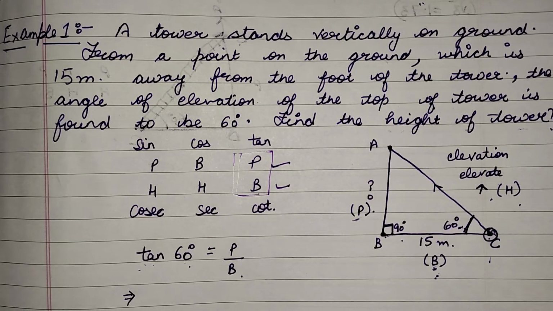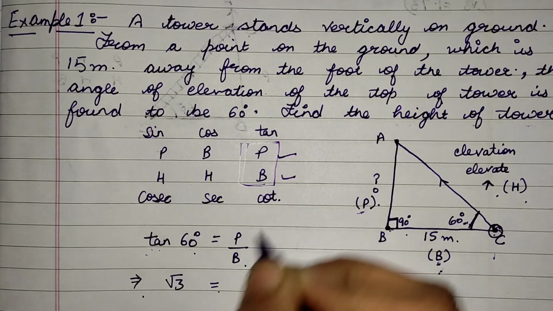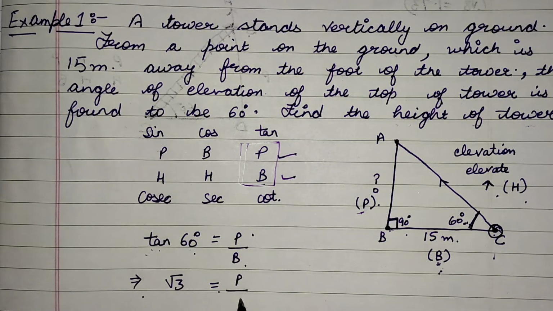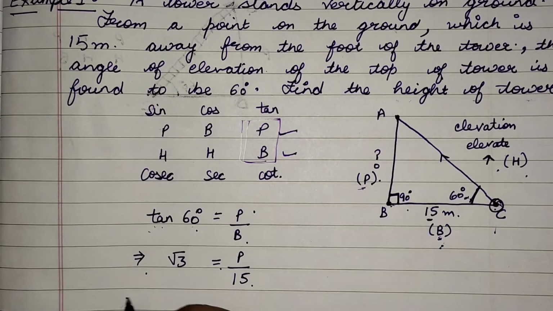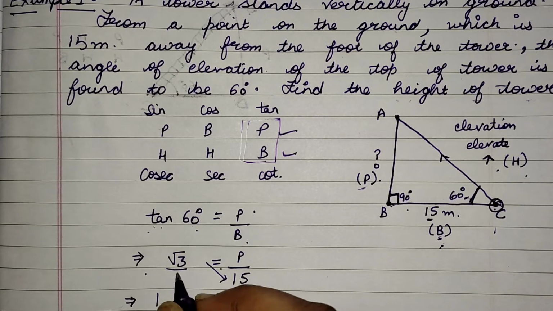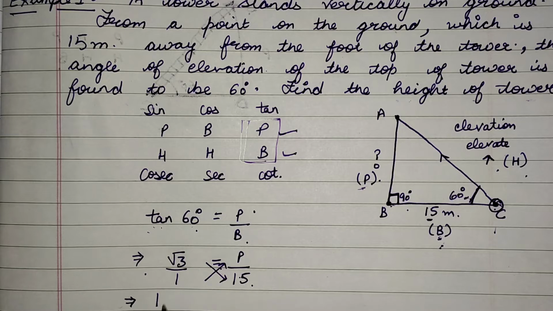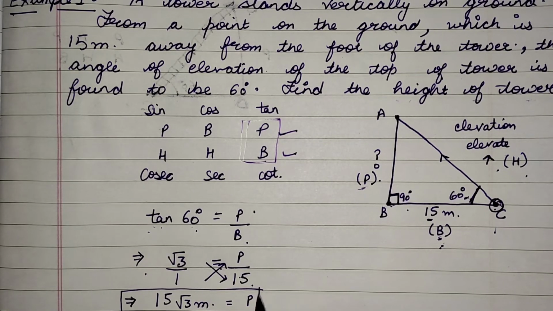So what is tan 60? Tan 60 is root 3, equal to perpendicular, which you have to find out, divided by base. And the base is what? The base is your 15 meter. So if you do cross multiplication, root 3 by 1, it will become 15 root 3 meter is equal to the perpendicular.